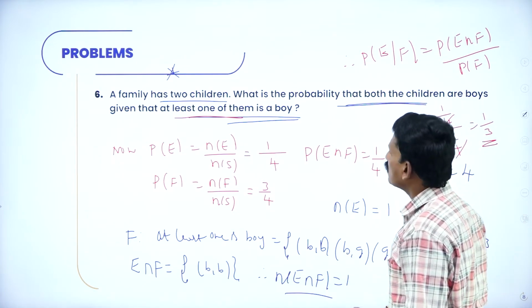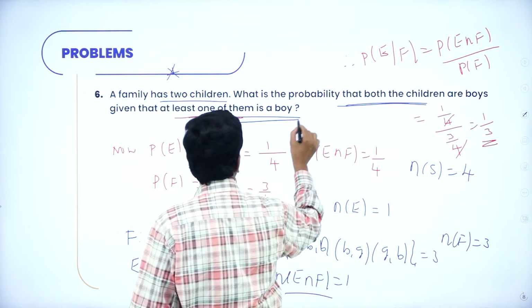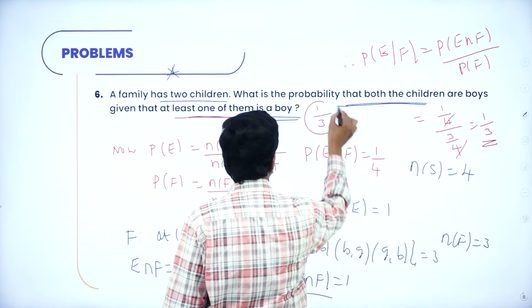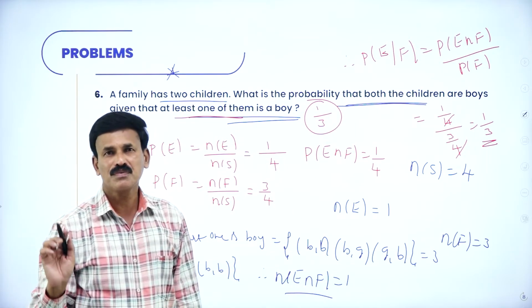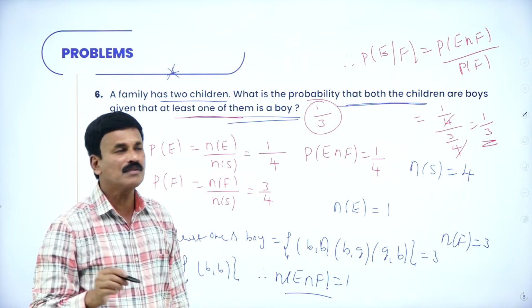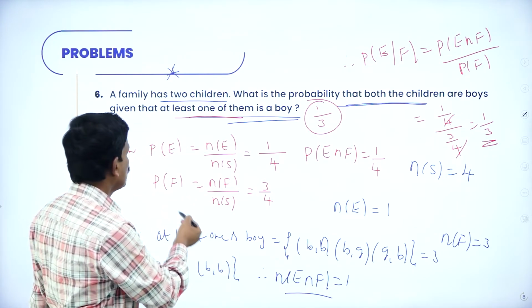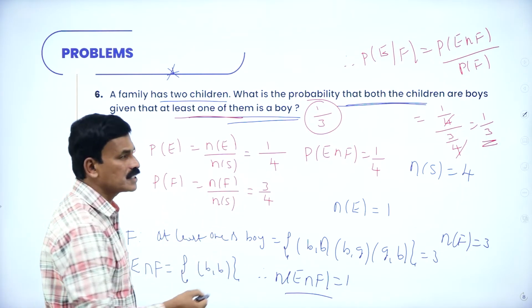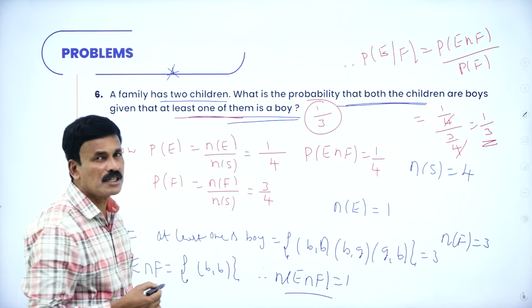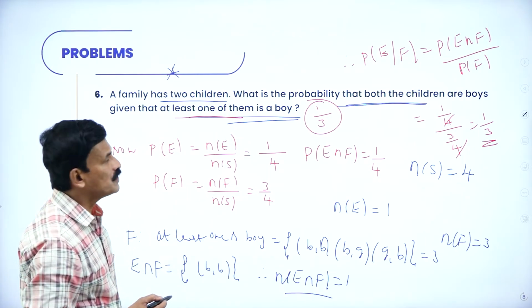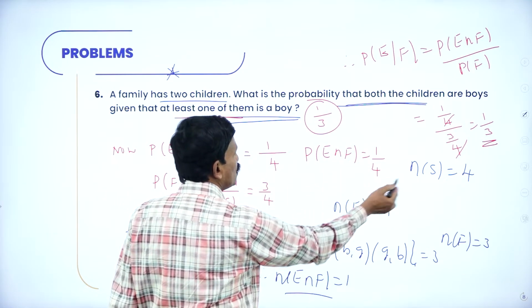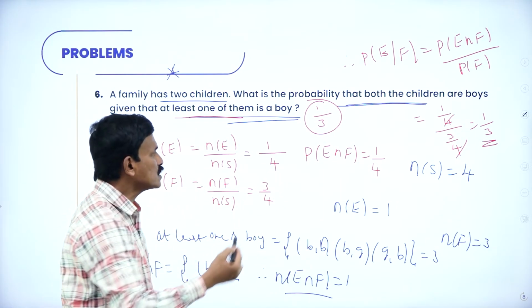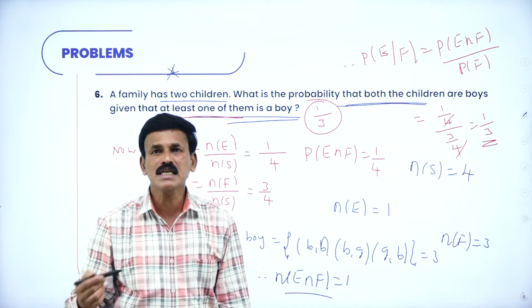The required probability, that both are boys given at least one of them is a boy, is 1 by 3. This is the required answer. Okay. Hope you followed. Just find out the probability of E, probability of F and probability of E intersection F. Substitute in probability of E by F is probability of E intersection F by probability of F. That is 1 divided by 4 divided by 3 by 4, that's equal to 1 by 3, the required answer.